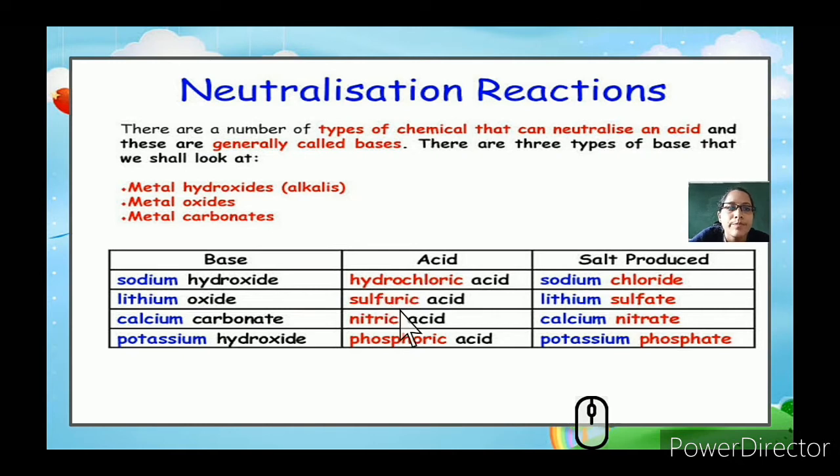So lithium oxide and sulfuric acid give rise to lithium sulfate. Calcium carbonate, when it reacts with nitric acid, gives rise to calcium nitrate. For easy remembering, you can see lithium and sulfuric acid together form lithium sulfate. Calcium and nitric acid combine to form calcium nitrate. Potassium and phosphoric acid combine to form potassium phosphate.